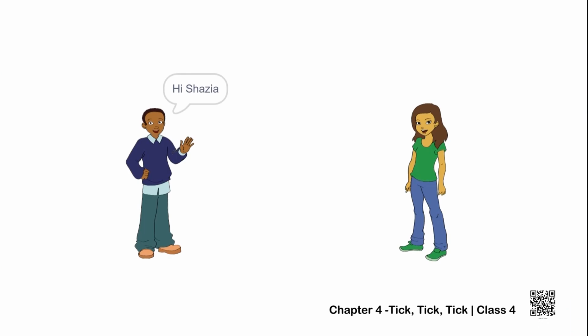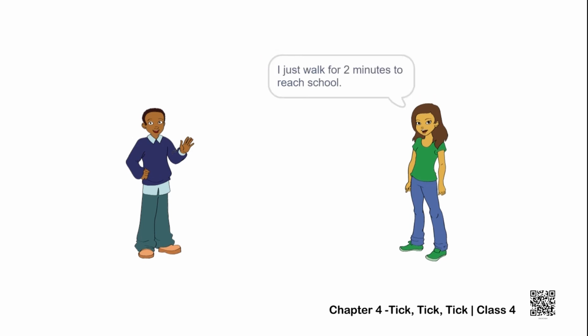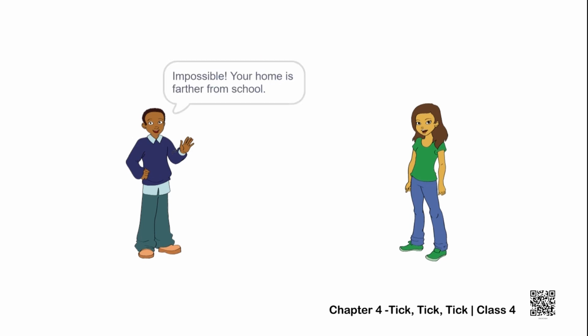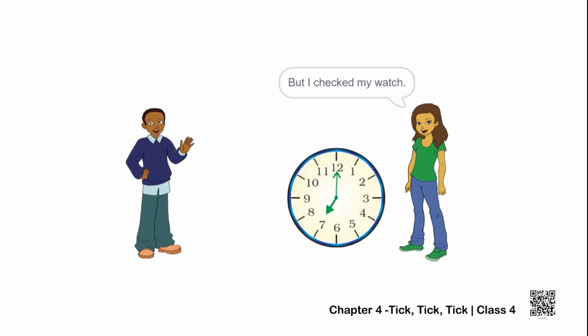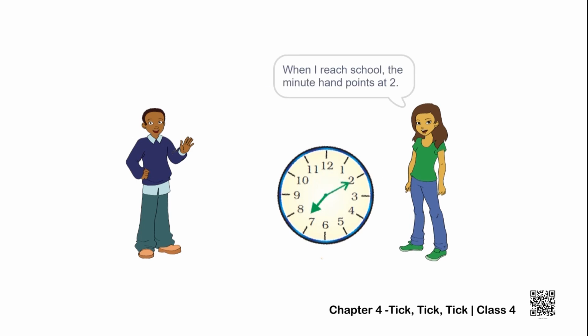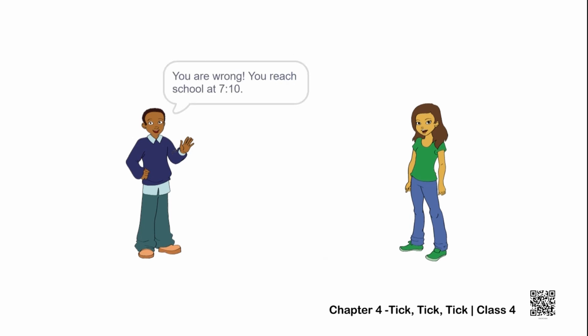Hi Shazia. Hi Pamposh. You know, I have to walk for 5 minutes to reach school. I just walk for 2 minutes to reach school. Impossible. Your home is farther from school. But I check my watch. I start for school at 7 o'clock. When I reach school, the minute hand points at 2. So, shouldn't it be 2 minutes past 7 or 7:02? You are wrong. You reach school at 7:10.